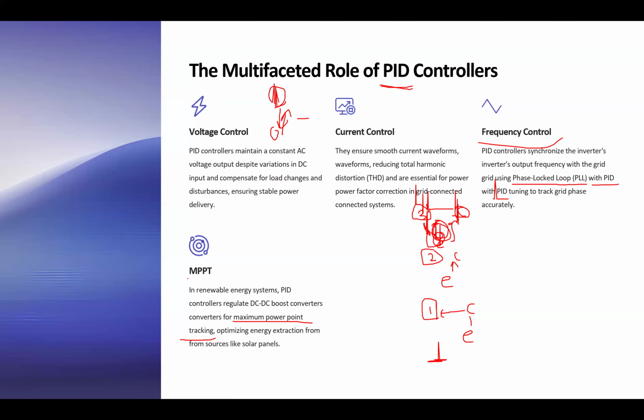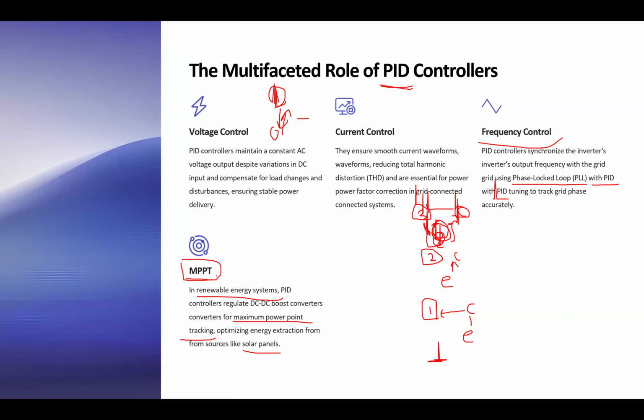MPPT, maximum power point tracking, is used in renewable energy systems when we want to maximize our power extraction from our sources. It's a very important part of a solar system. Okay. We are going to talk about that in the system-wide discussion. You could search on that, but I wanted to introduce that MPPT could also be implemented as a PID.